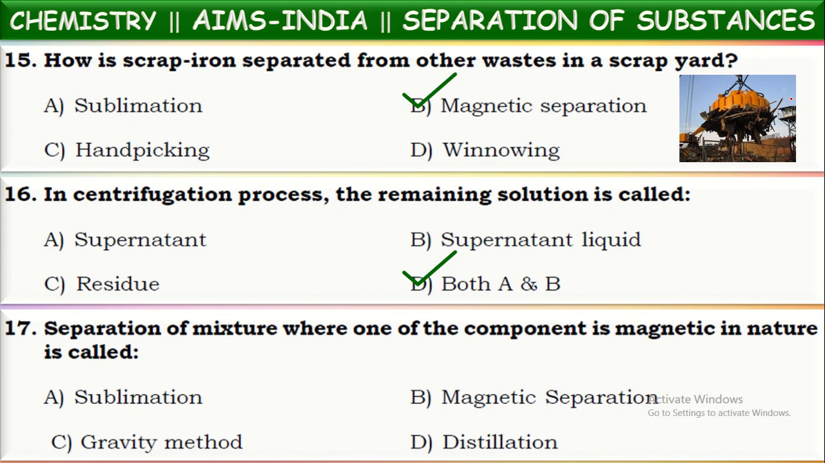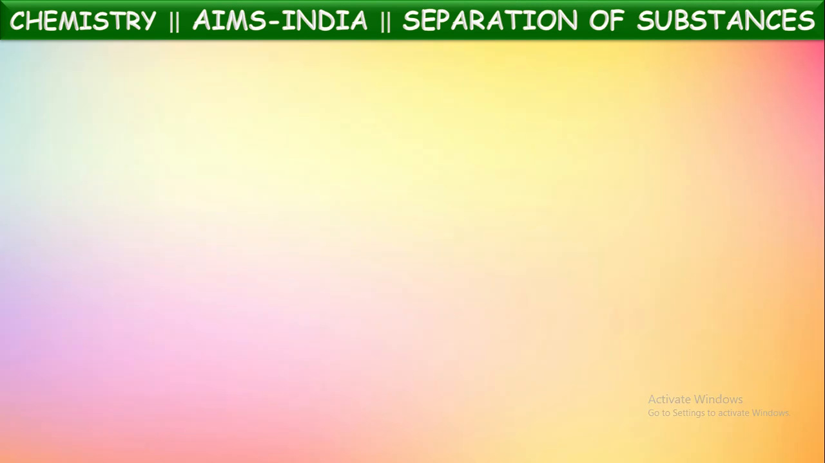By using a magnet. If you dip a magnet into the mixture, the magnetic component will stick to the magnet, whereas the non-magnetic material will remain at the bottom itself. In that way, we can separate the magnetic material from non-magnetic material by using magnets. This process of separation is called magnetic separation. Okay, next question.